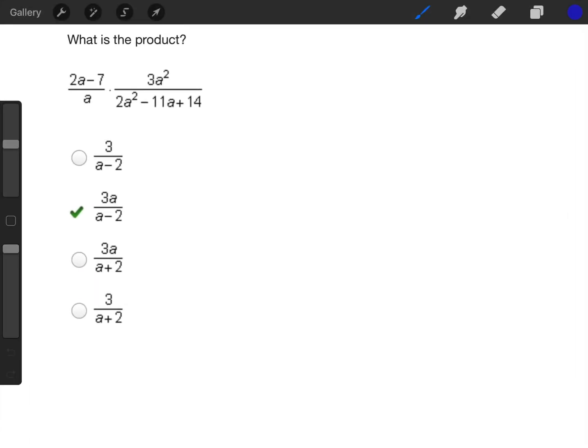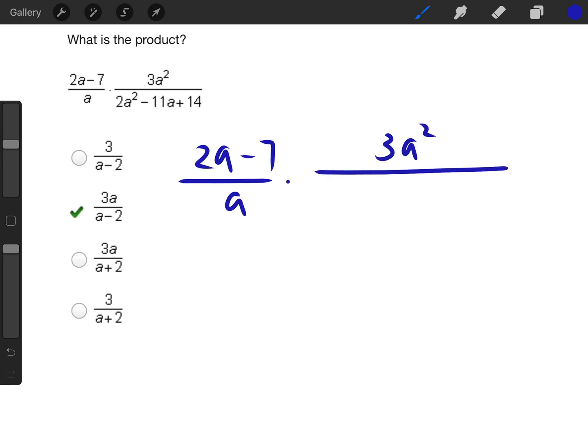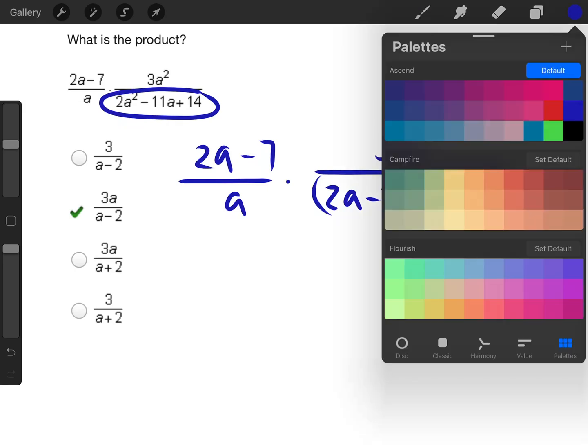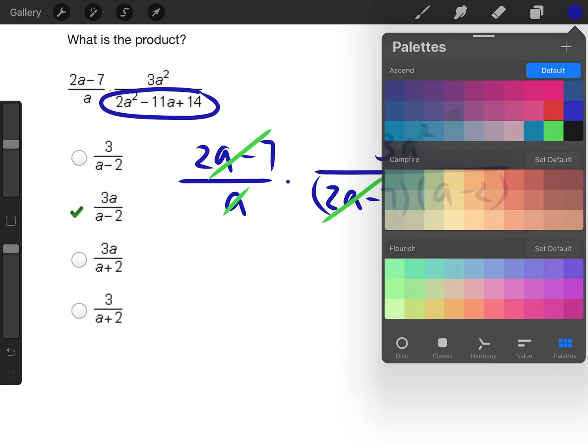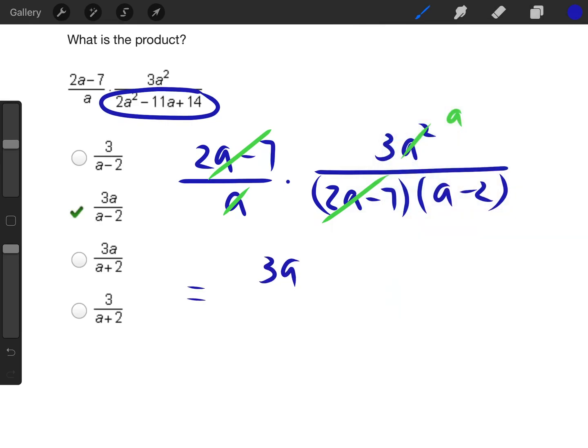Okay, what's the product here? Let's write this. 2a minus 7 over a multiplied by 3a squared over, I'm going to rewrite this in factor form. It's going to be 2a minus 7 times a minus 2. That allows me to cancel out the 2a minus 7. Simplify the a and the a squared. That leaves you with a. Now I can just multiply across. So it's going to be 3a on top over a minus 2.